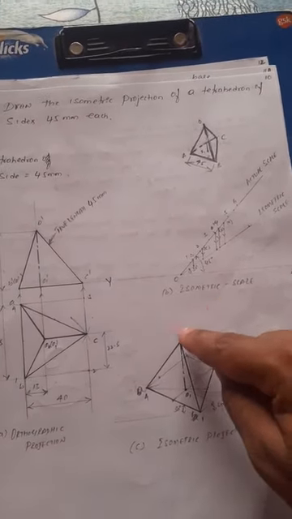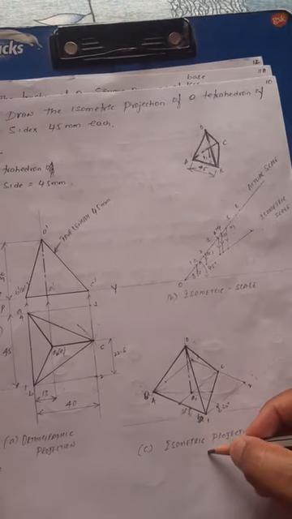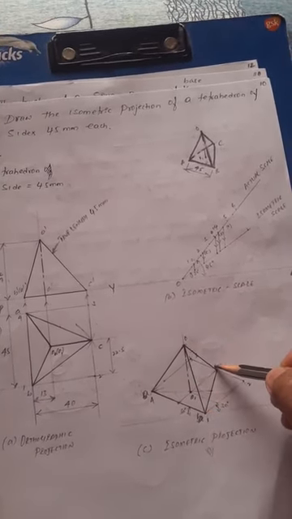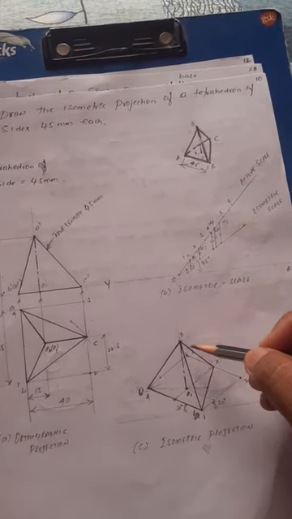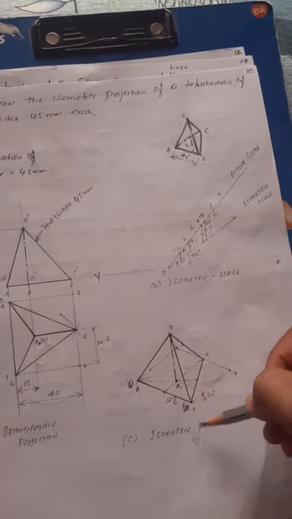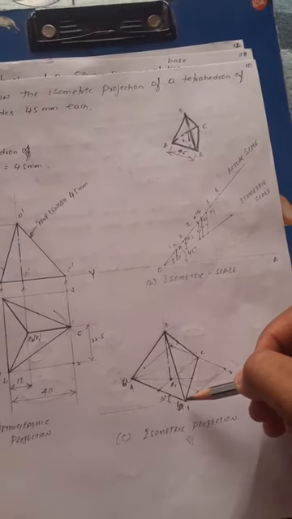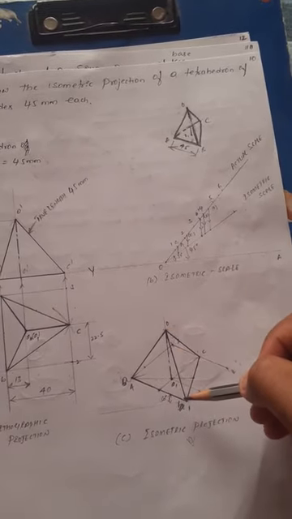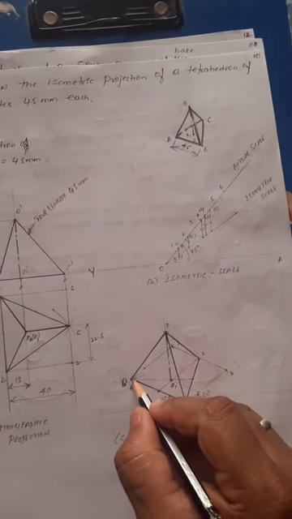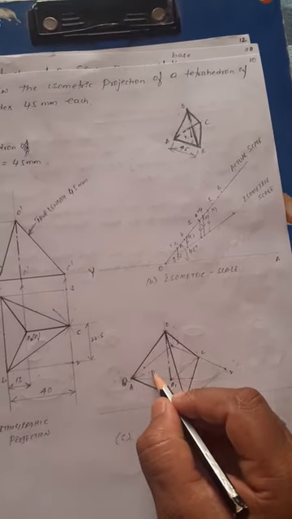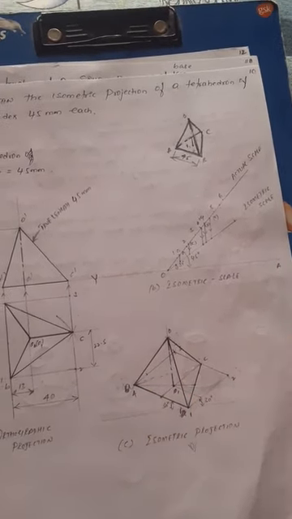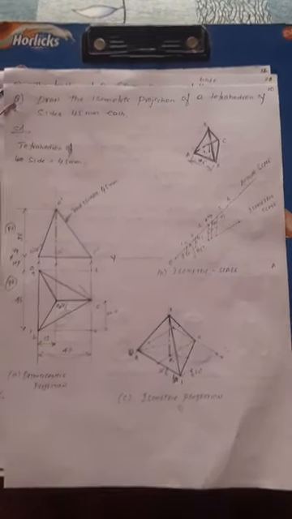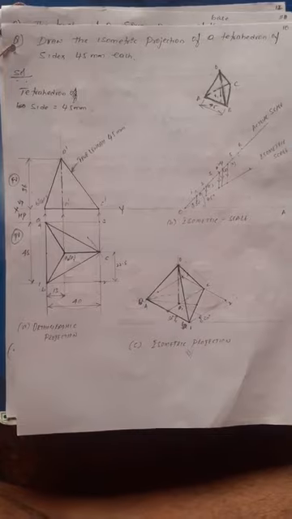Then see the outer edges. Here is the observer. The outer lines OA, AB, BC and CO are visible edges. Which corner is near to the observer? B is near to the observer. This corner is visible. Then O to C is also visible. What about AC? You can show it as a dashed line, or else you can just leave it, no problem. This is the isometric projection of the tetrahedron. Thank you for watching this video.